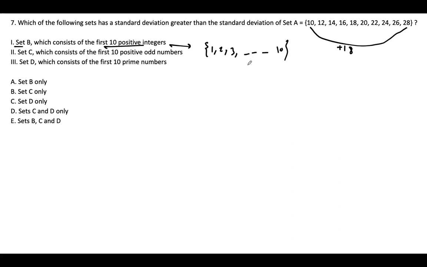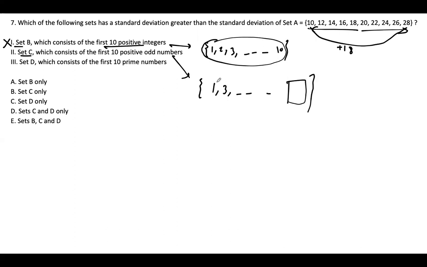Just by looking at this, can you please tell me for which set the standard deviation will be higher between set B and A? Set A, as the data is more scattered. Here the data is more closely associated, so the standard deviation is not greater. Go for statement 2. Set C, which consists of the first 10 positive odd integers. So 1, 3, and so on. What will be the 10th positive odd integer? Sanjana, explain and give proper logic for how to find the 10th positive odd number.